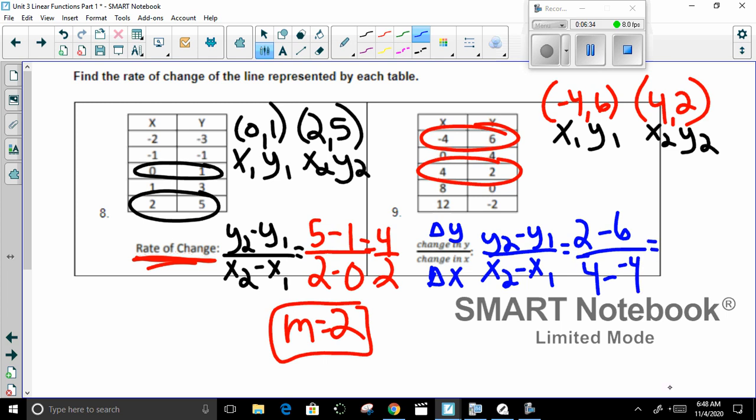All right, so 2 minus 6 is what? Negative 4. 4 minus negative 4, that double negative becomes a positive. 4 plus 4 ends up equaling 8.